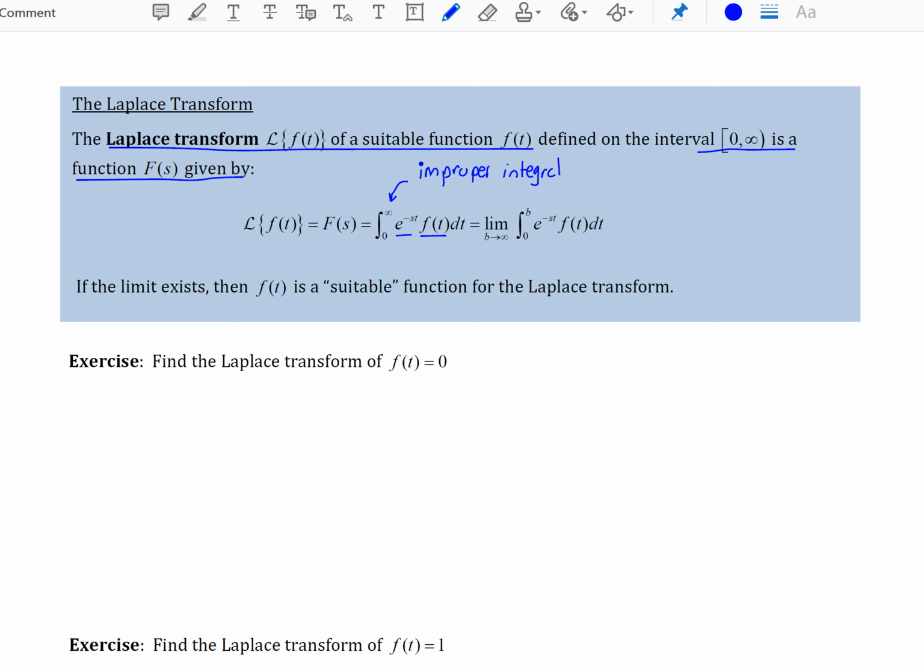Now notice, since we'll be integrating with respect to t, when we're done, we will no longer have a value of t in our answer. It'll just be a function of our new variable s, that's in the exponent of this exponential. Now, if this limit exists, then we say f of t is a suitable function for the Laplace transform. Let us get some practice with this Laplace transform by looking at some simple functions.